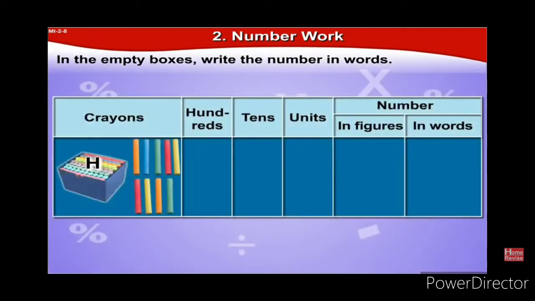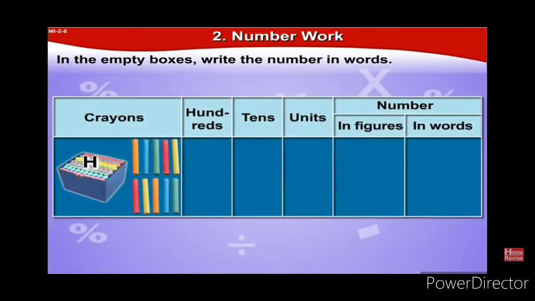Now the next picture, it has a box of 100 crayons and 9 more crayons. So it is 1 hundred, 0 tens, 9 units. In figures, it is 109, and in words, one hundred nine.